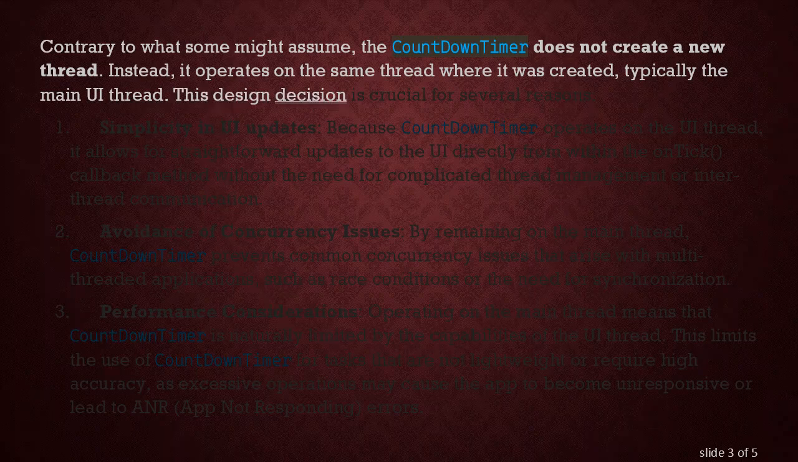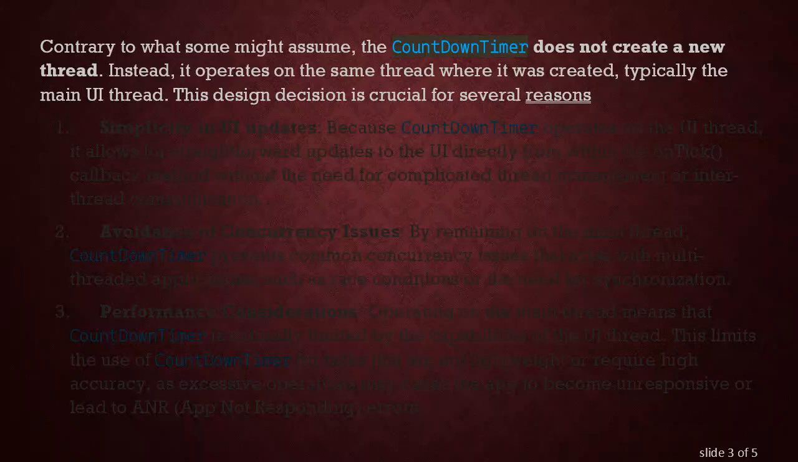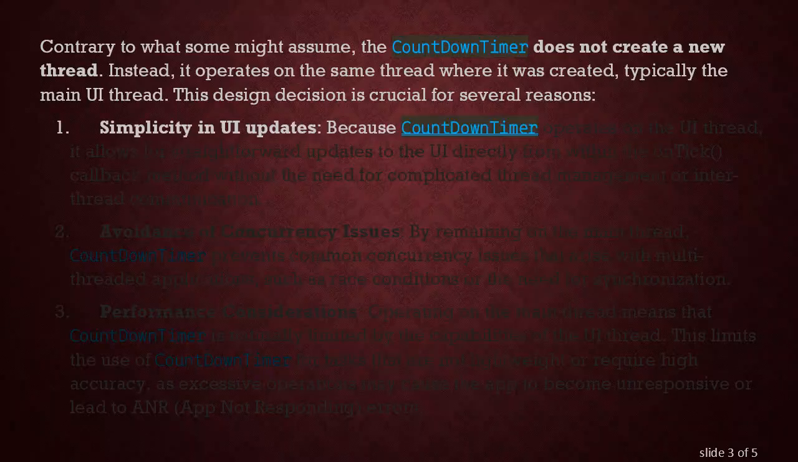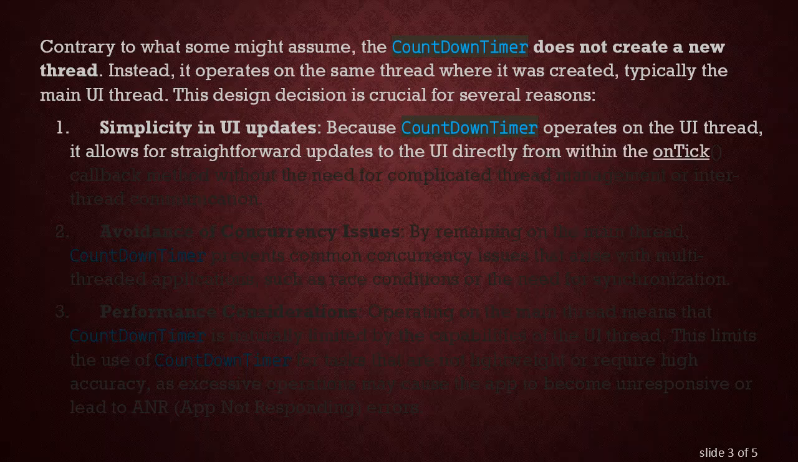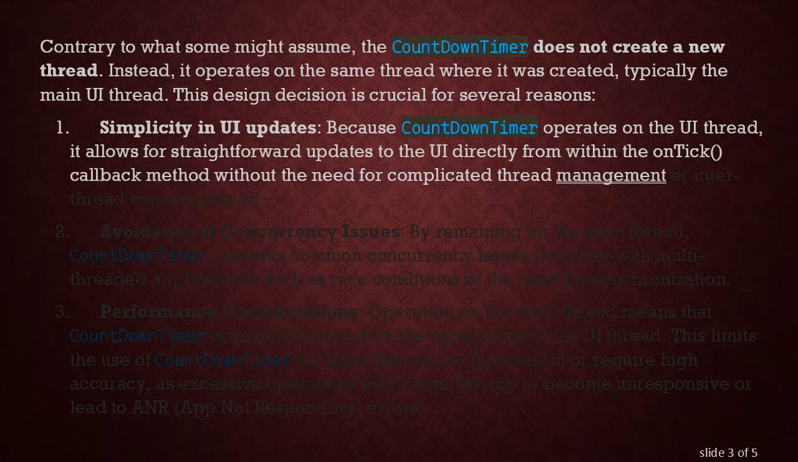This design decision is crucial for several reasons. Simplicity in UI updates. Because CountDownTimer operates on the UI thread, it allows for straightforward updates to the UI directly from within the onTick callback method without the need for complicated thread management or inter-thread communication.